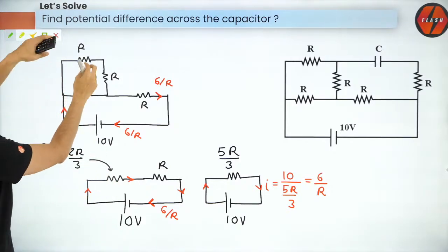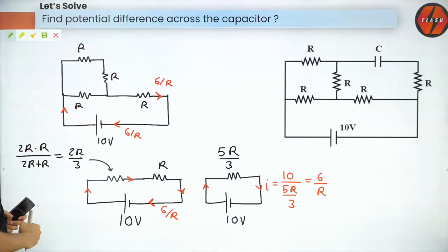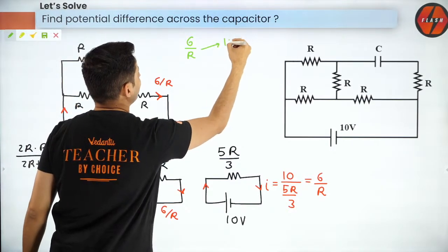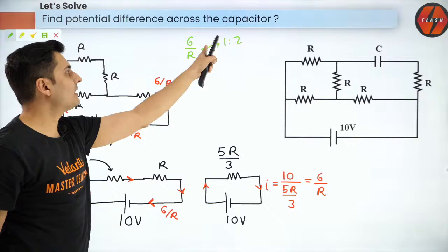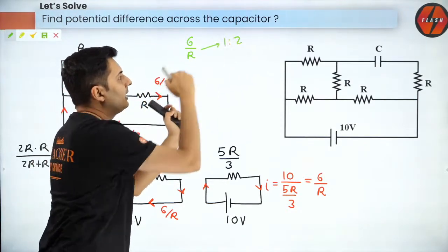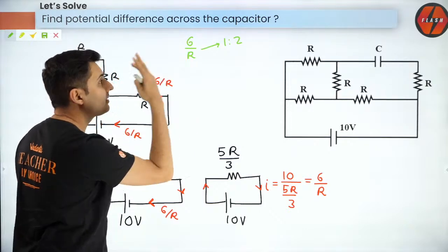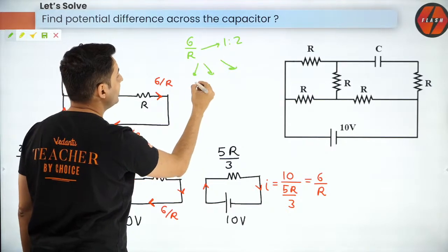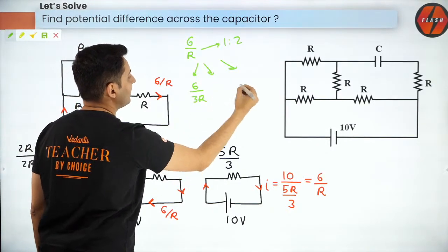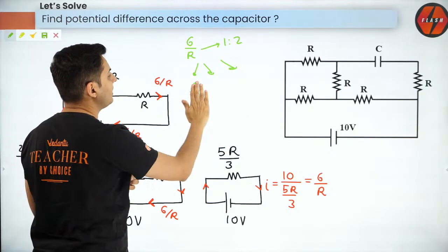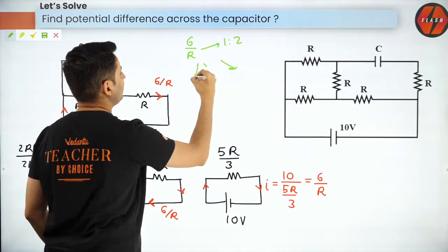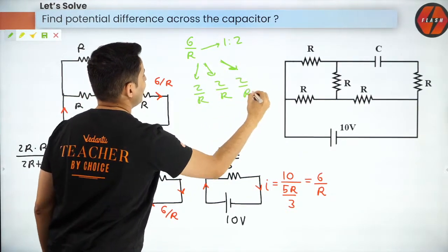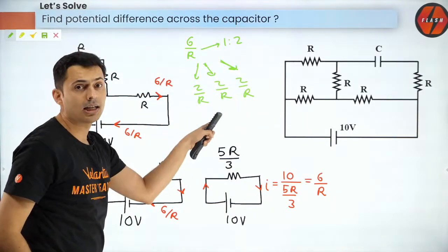Well, think about it. Here the resistance is 2R. Here the resistance is R. So I need to divide 6 by R in the ratio of 1:2. If I have to divide 6 by R in the ratio of 1:2, first add 1 plus 2. It will become 3. So make 3 parts of 6 by R. You will get 6 by 3R, 6 by 3R, and 6 by 3R. Now what is 6 by 3R? It is nothing but 2 by R. So 2 by R, 2 by R, and 2 by R. So those are the 3 parts of 6 by R.